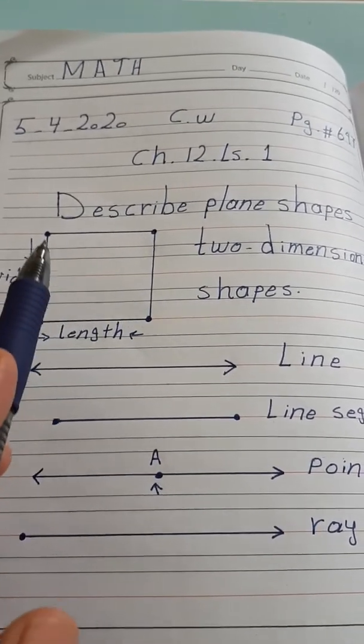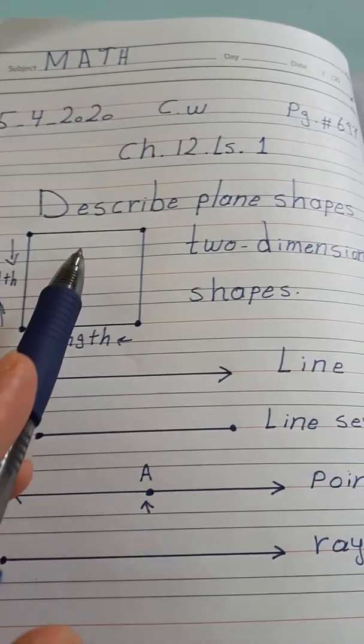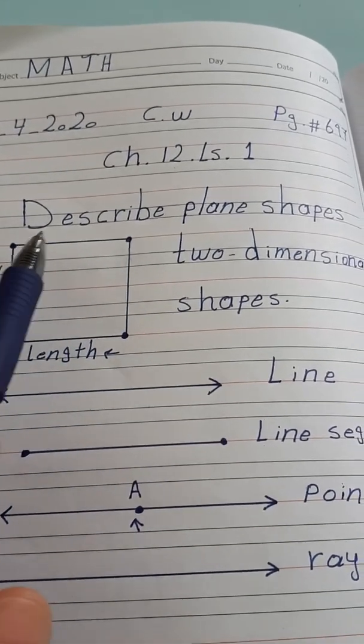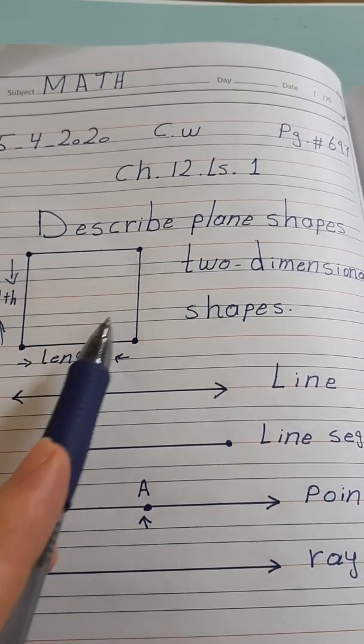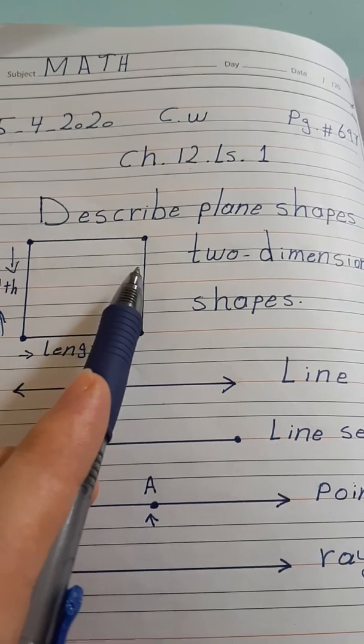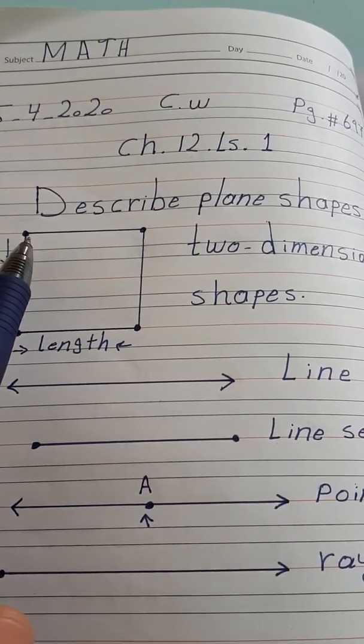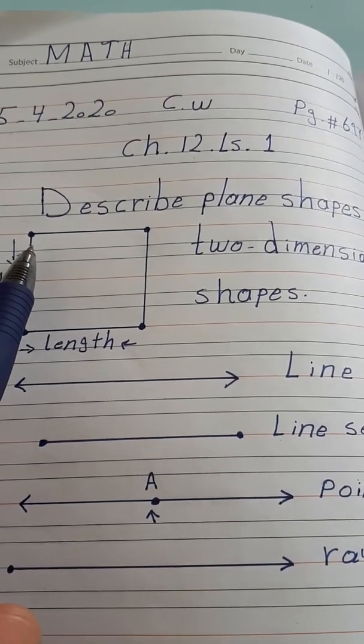This square, or this shape, is formed from what? Look at the square and tell me. It is formed from lines. Good. And what else? Points. Okay.